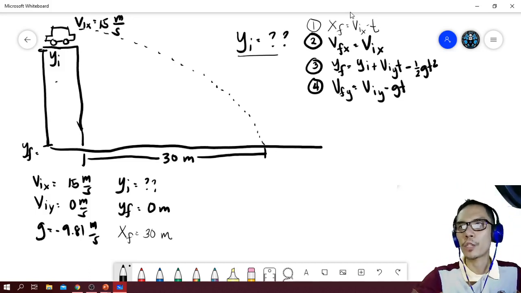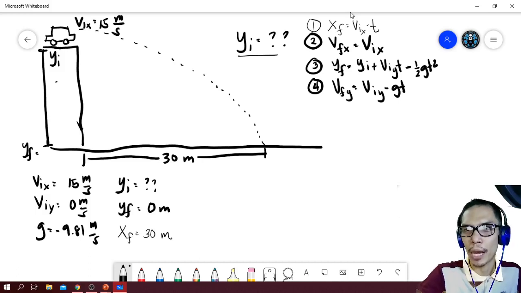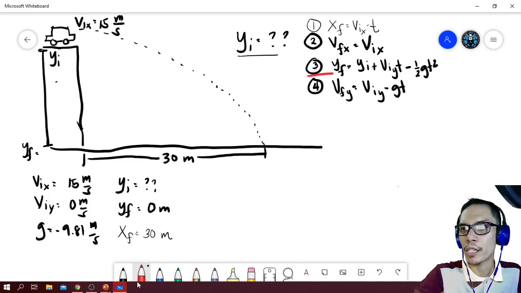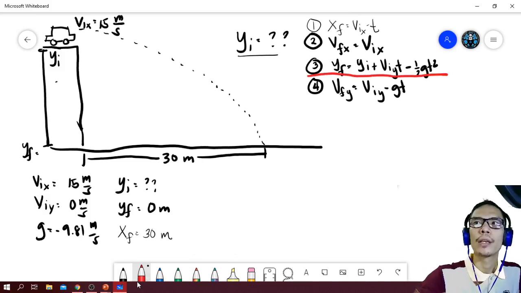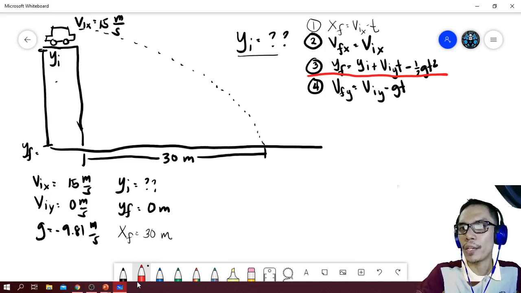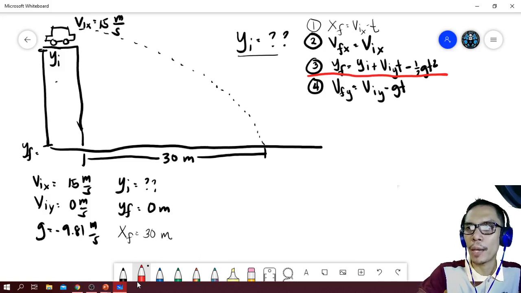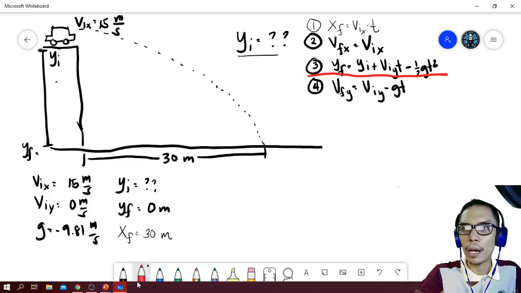So how are we going to attack this problem? Since we are looking for y sub i, the only formula that has y sub i is formula number 3, so we will probably use this one. But if we use this formula, we don't have time. In which case can we find time?